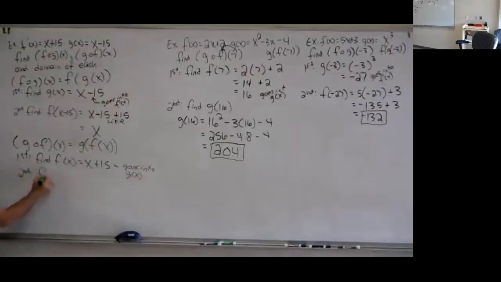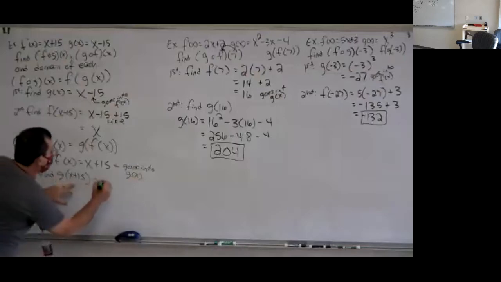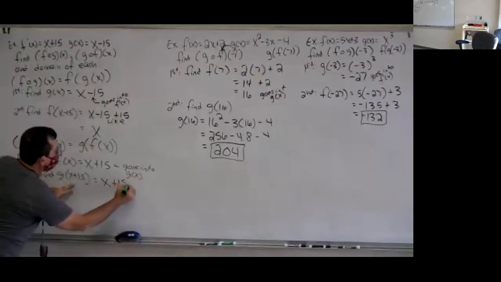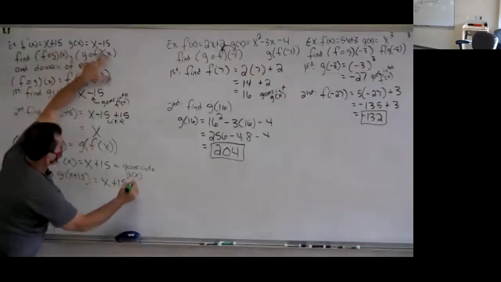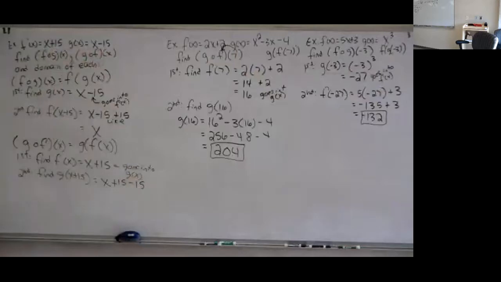That whole thing going in there for g of x, which means I'm going to find the g of x plus 15. So g started out x minus 15. In place of that x, I'm going to put the x plus 15. So I get x plus 15. And then at the end, it's still a minus 15. There you go. Well, I guess you can simplify that, right? And I end up with an x.